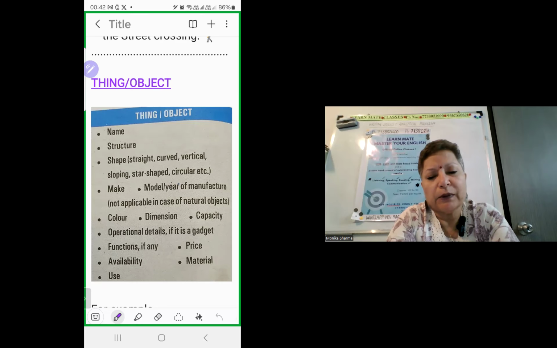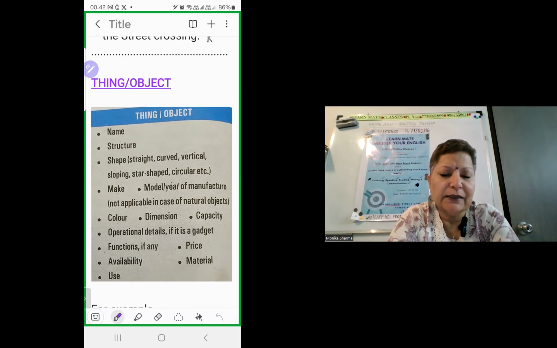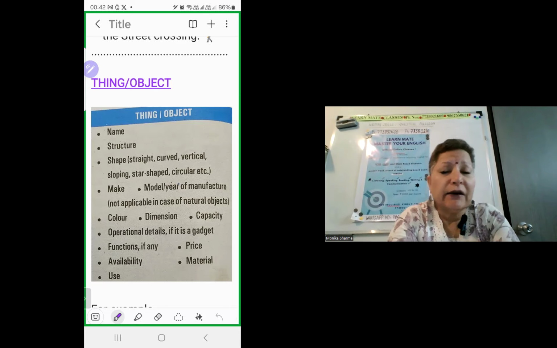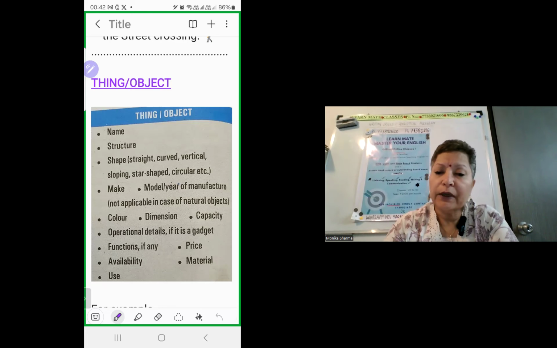Coming next, then you have to speak about the color, the dimension, capacity, operational details, if it is a gadget, if it performs any functions, what are the kind of price ranges from low to high, how easily it is available, what materials it is made of, and what are the uses of that thing.